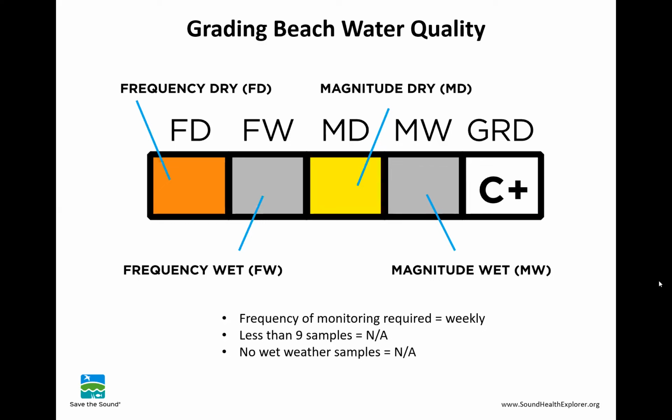So in the report, when we had less than 9 samples for a whole recreational season, we assigned it an NA or a gray. Sometimes we had beaches that weren't sampling in wet weather, and in that case we didn't want to give them an unfair advantage because a lot of the failures happen in wet weather. So we decided to assign beaches that had no wet weather samples an NA also, and we didn't select any of those beaches for the 10 best list.